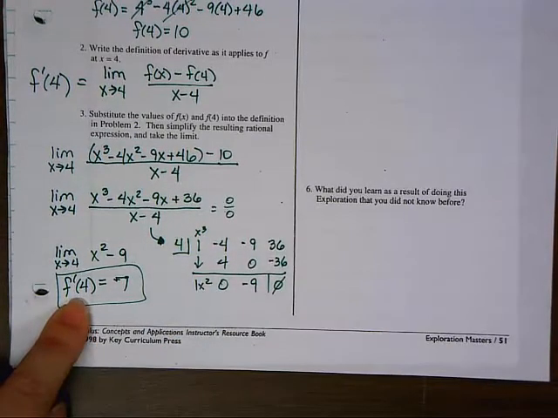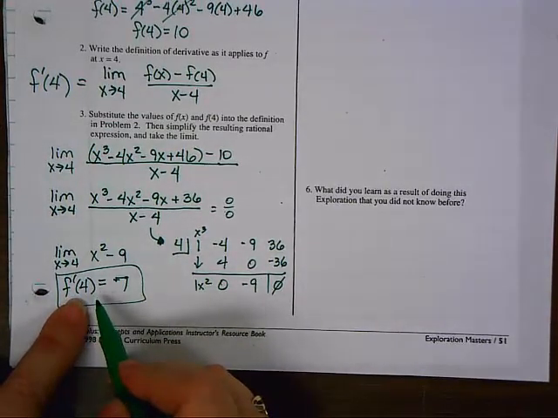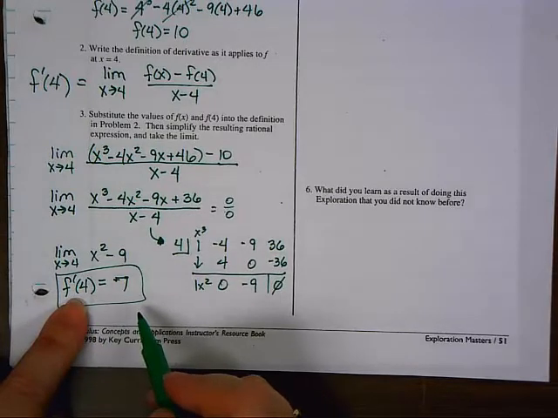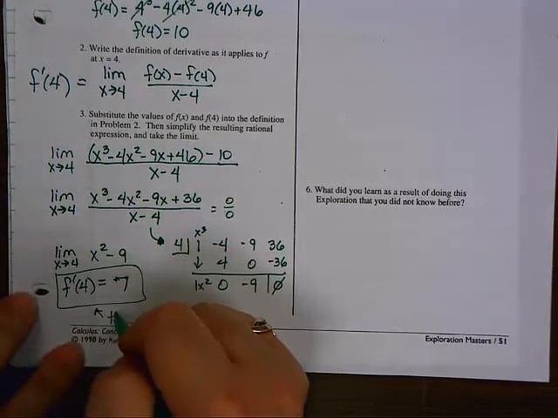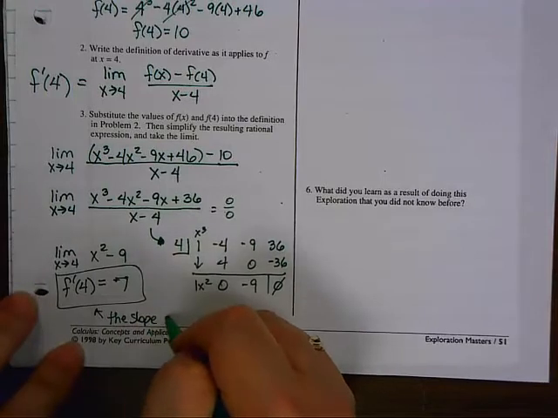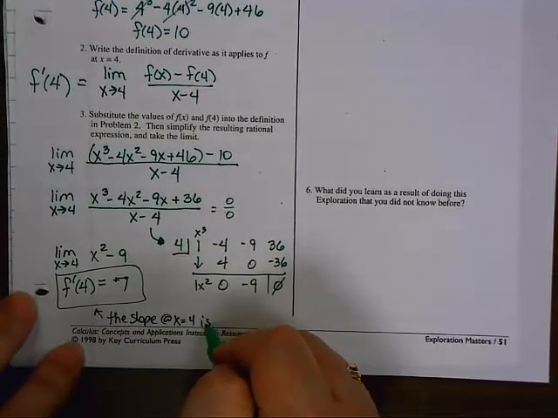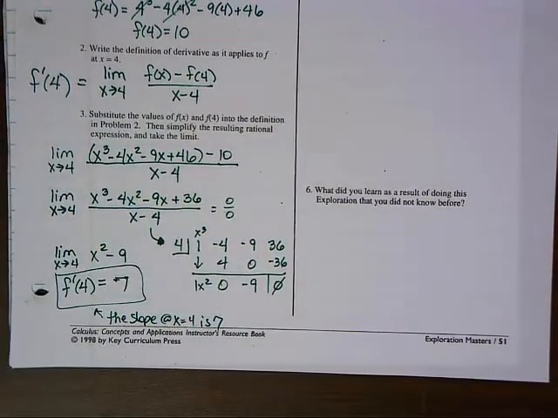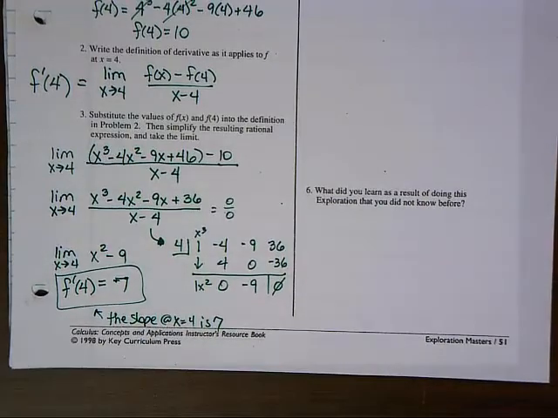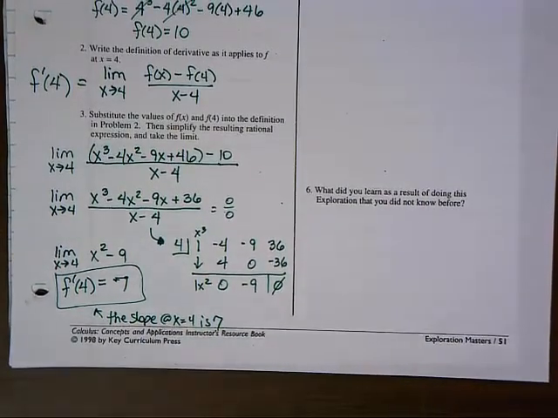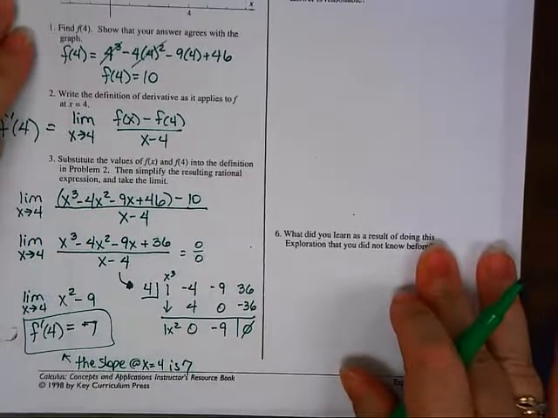Now, what is another word I can substitute for derivative? Slope. Derivative is a brand new word, so let's take a word we know. The slope at x equals 4 is 7. That's what this means, so you may want to write that down. The slope at x equals 4 is 7. That's what we just figured out. It makes more mental sense to you, probably. Scoot up to the top of the next column.